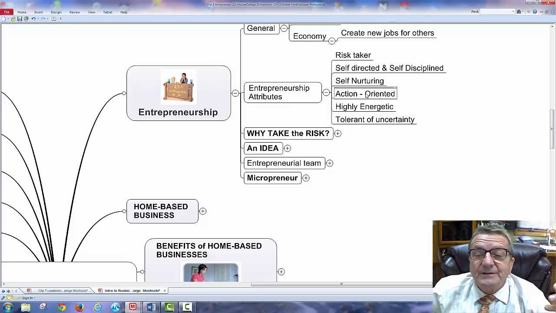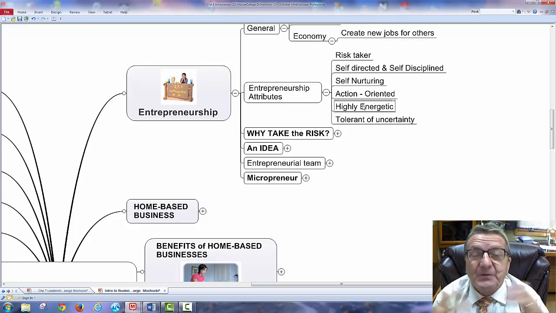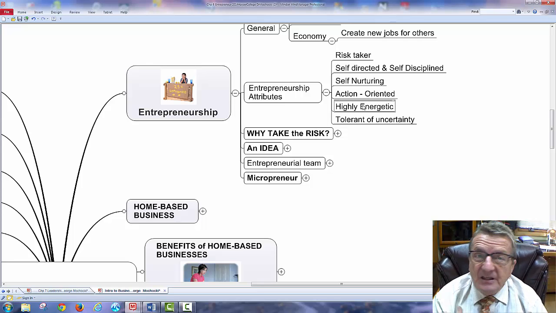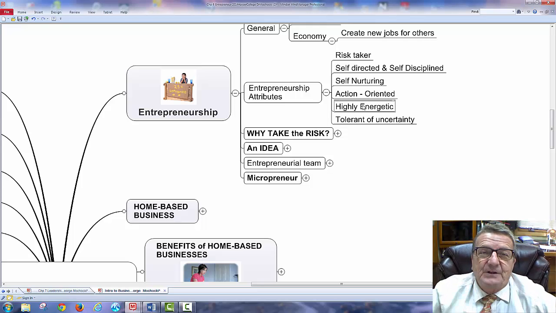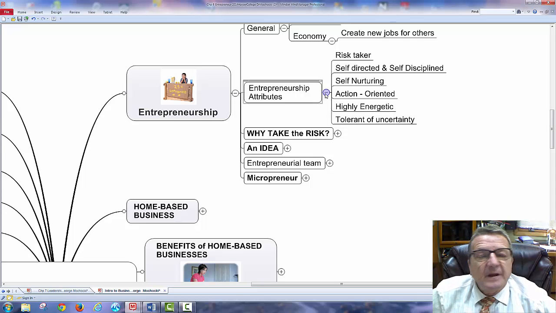I'm action-oriented. I'm highly energetic. You'll see most of the business people, oh, I hope the customers come in. Even a yoga instructor, that's supposed to be calm and relaxing, he or she is very active to get the people in there. Once they come in there, then they go through the process of how to relax and not be stressed out. And tolerant of uncertainty. Remember, an entrepreneur, you don't know.